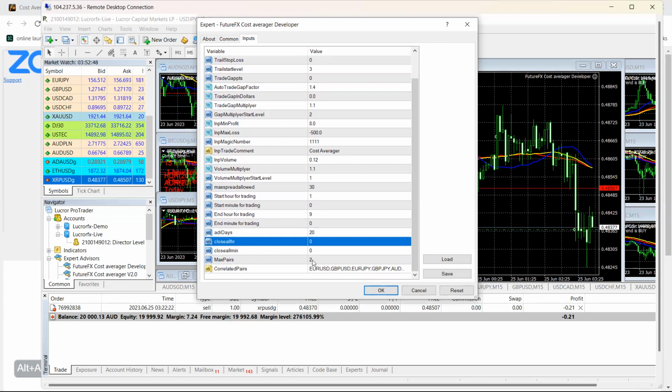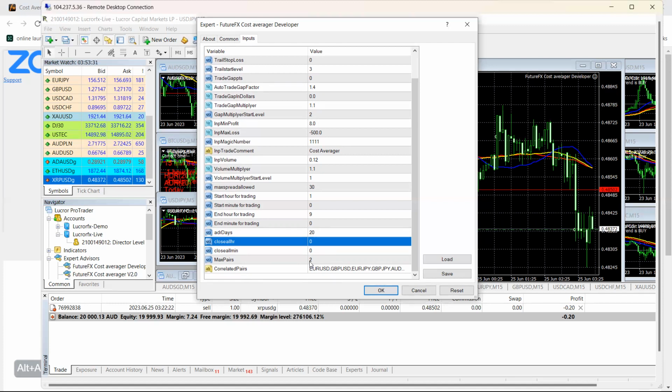Max pairs. At the moment, I have this particular trading account set up with Cost Averager on 15 different pairs, but it's never going to trade more than 2 pairs at once. So it allows me to have the software there on a whole heap of pairs ready, looking for trades. But I definitely don't want Cost Averager trading 15 pairs at once, because that would be huge exposure and a very high risk of blowing an account or hitting an equity protection. But setting it with 2, sometimes I'll use 3, but that's basically how I use it.